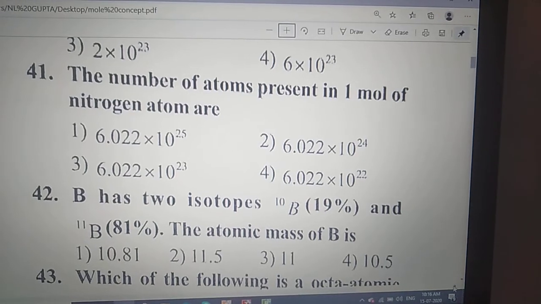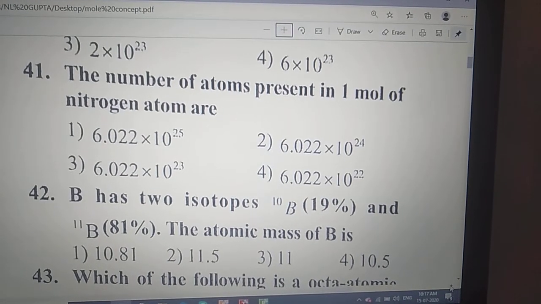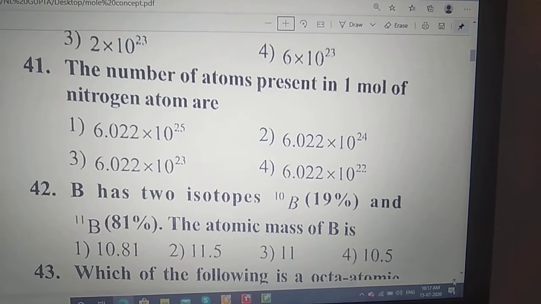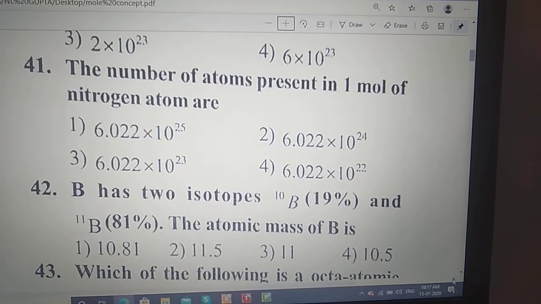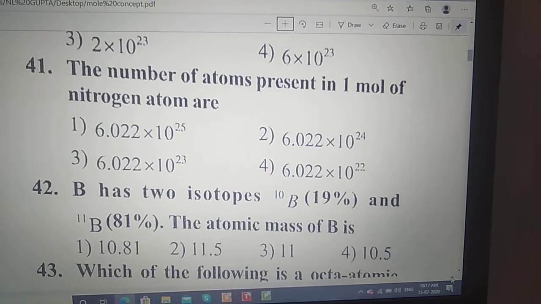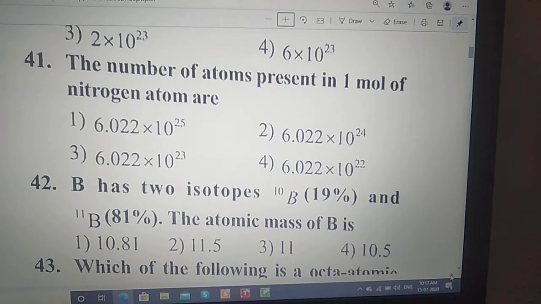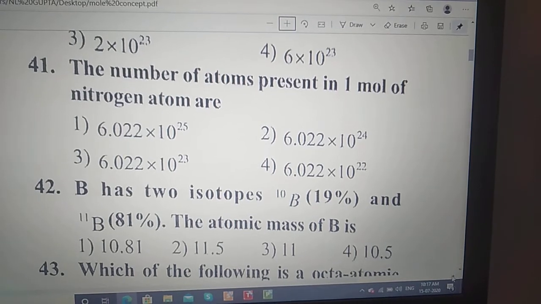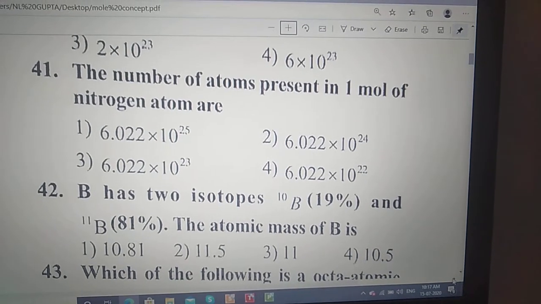Let us solve question number 41, student. The number of atoms present in 1 mole of nitrogen atom are... 1 mole of nitrogen atom means that is Avogadro number, student. So that is already in this oral problem. The number of atoms present in 1 mole of nitrogen atom, 4 options they have given. That is, the third option is correct, student.